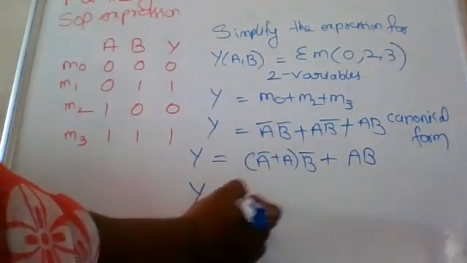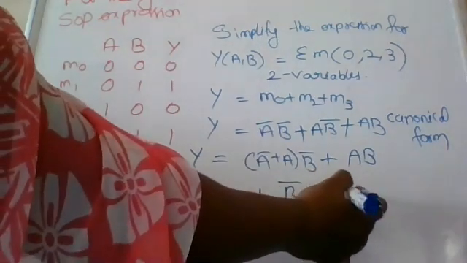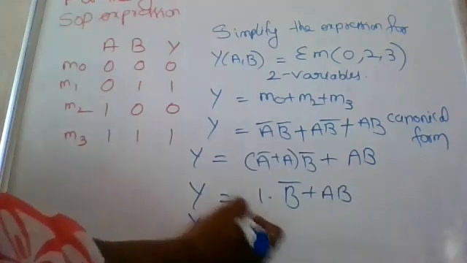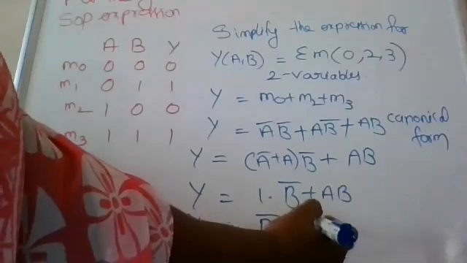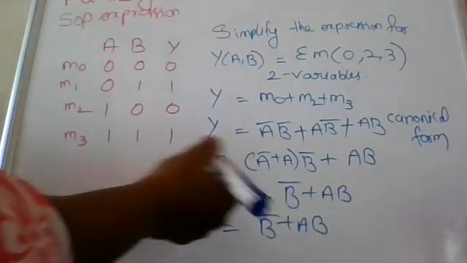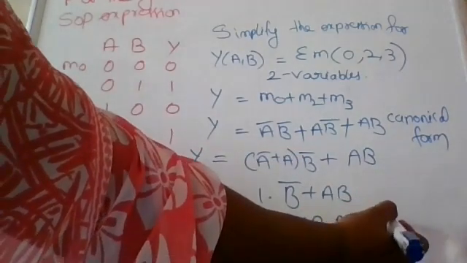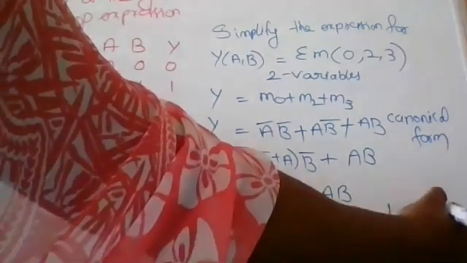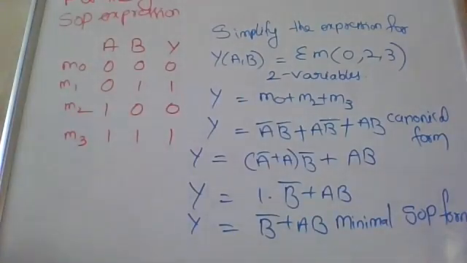Next, y equal to a bar plus a, that is 1, into b bar, plus ab. So y equal to b bar plus ab. This is the minimal SOP form. SOP means sum of products. In SOP we have minterms. In POS we have maxterms.